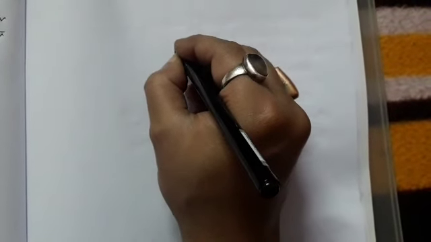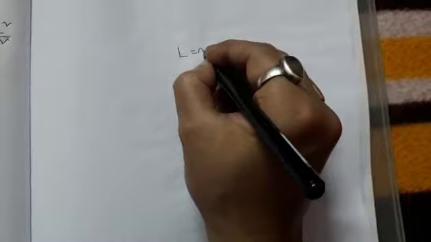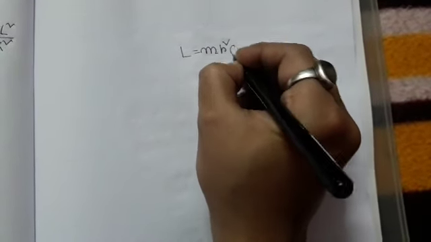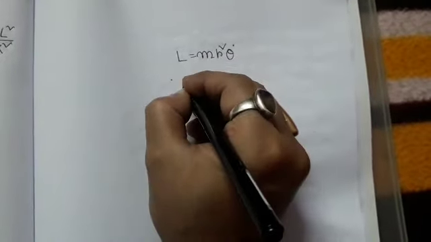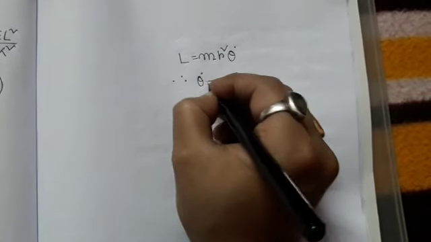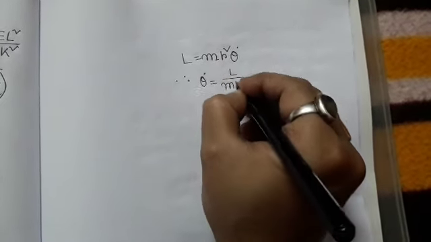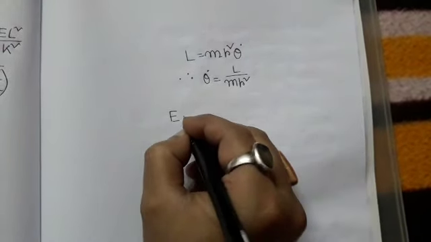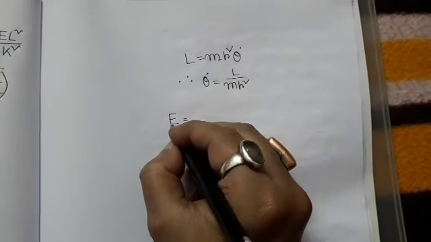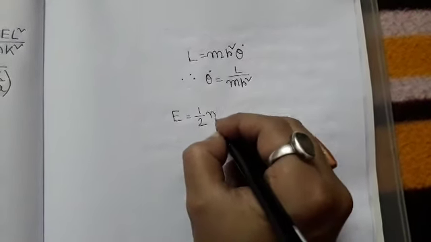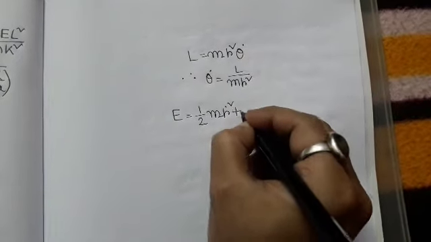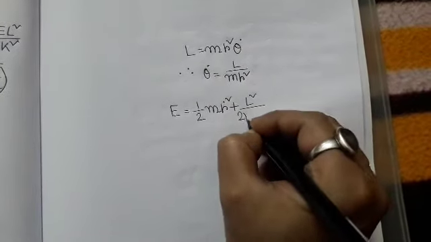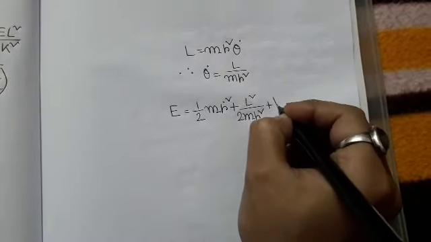We know that angular momentum of a particle in a central force field remains conserved, that is L equals m r squared theta dot, from which we can write theta dot equals L upon m r squared. This is equation one. Now again we know that the energy of a particle in a central force field can be written as half m r dot squared plus L squared by 2 m r squared plus V.